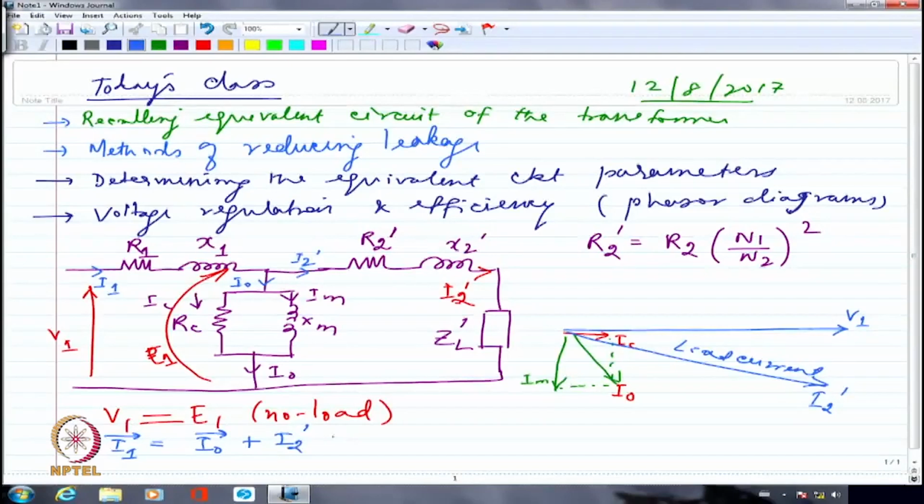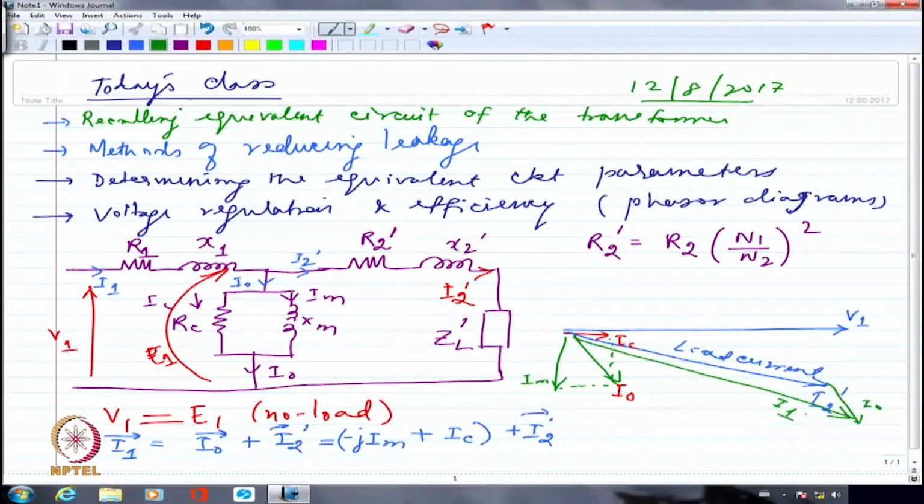And I0 is actually equal to Im, right? That should be minus jIm plus IC. That is what I0 actually is, because it is lagging behind, right? So IC minus jIm is the overall no load current, and no load current added to I2 dash is what is going to give me the total primary current. Am I right?